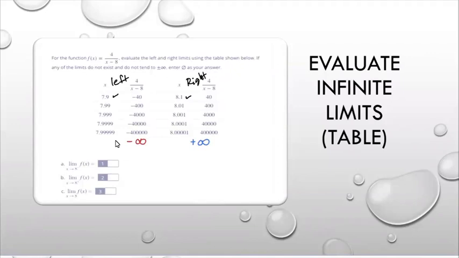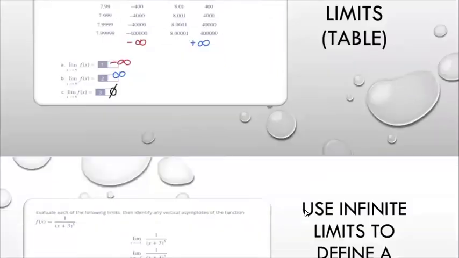So from there, let's answer these questions. What is the limit as x approaches 8 from the left? Minus infinity. What is the limit as x approaches 8 from the right? Positive infinity. What are we going to say about the limit of the function as x approaches 8? This does not exist because the one-sided limits are not the same.